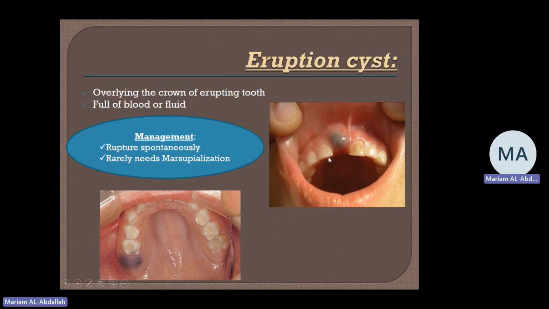Right? So if it's there, then it's important to check the sequence of eruption and symmetry of eruption. Usually it ruptures spontaneously, but if it causes any problems, then marsupialization is necessary. We need to get rid of this cyst in order to allow normal eruption of the permanent teeth. So this one here is affecting the upper right central incisor, and this one here is affecting the upper right permanent first molar.